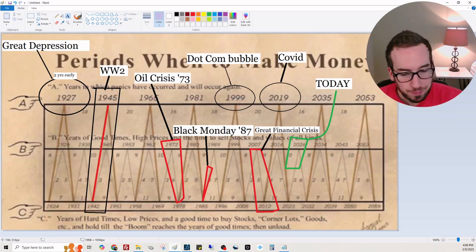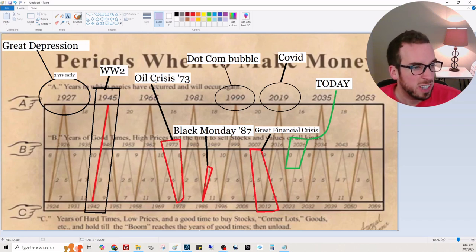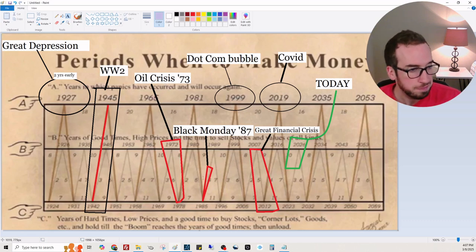Okay. Excuse me. So, again, the Great Depression, periods of panic, had this at 1927. World War II was from 42 to 45, panic. The oil crisis of 73 was in a period where, if we look at 1969 to 1972, that was when hard times turned to good times. 72 was from good times going back down to hard times. So the hard times did capture the oil crisis of 73.